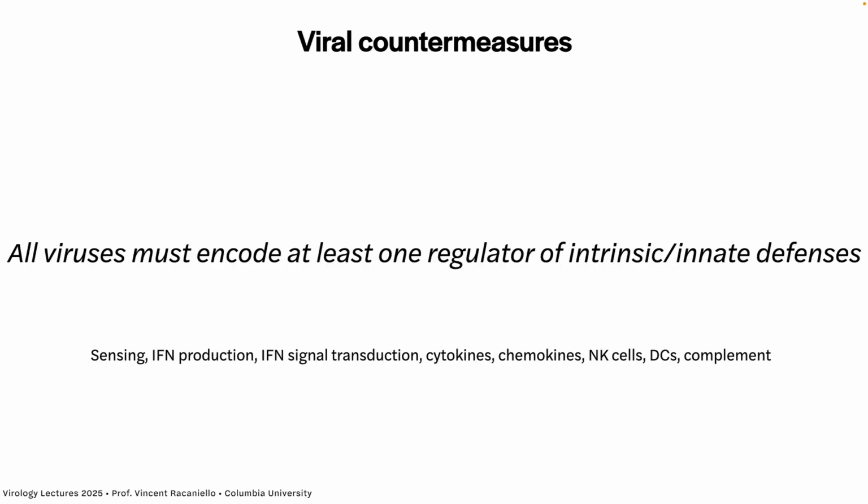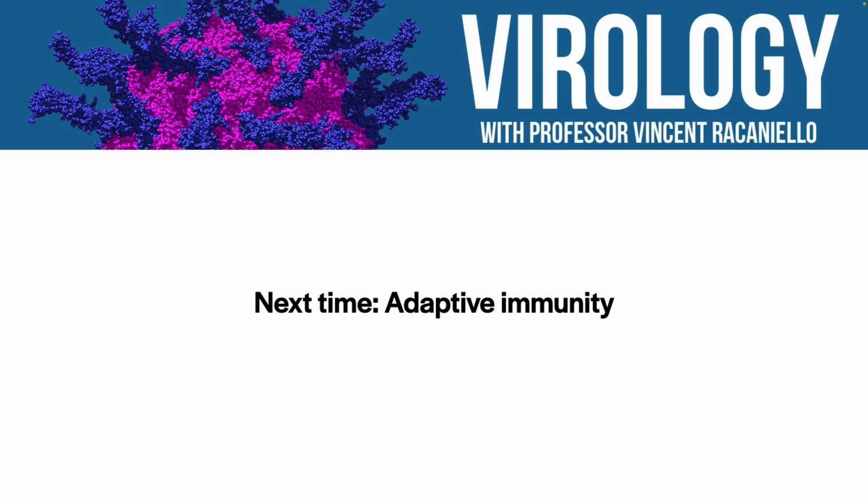Okay, remember one thing here today. All viruses need to encode at least one regulator of intrinsic and innate defenses. And this includes sensing, interferon production, signal transduction, cytokines, chemokines, NK cells, DCs, dendritic cells, and complement. Every virus has to have multiple antagonists, otherwise they get eliminated. These are such effective systems. Today, we finished with the innate system. So we've made cytokines, we've got inflammation happening. Next time, we're going to talk about how that turns on the adaptive system, and we make antibodies and T cells.